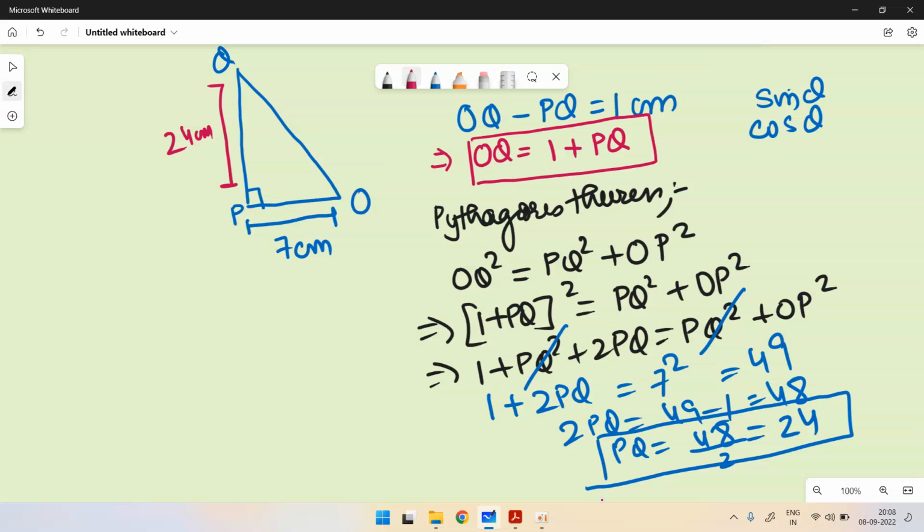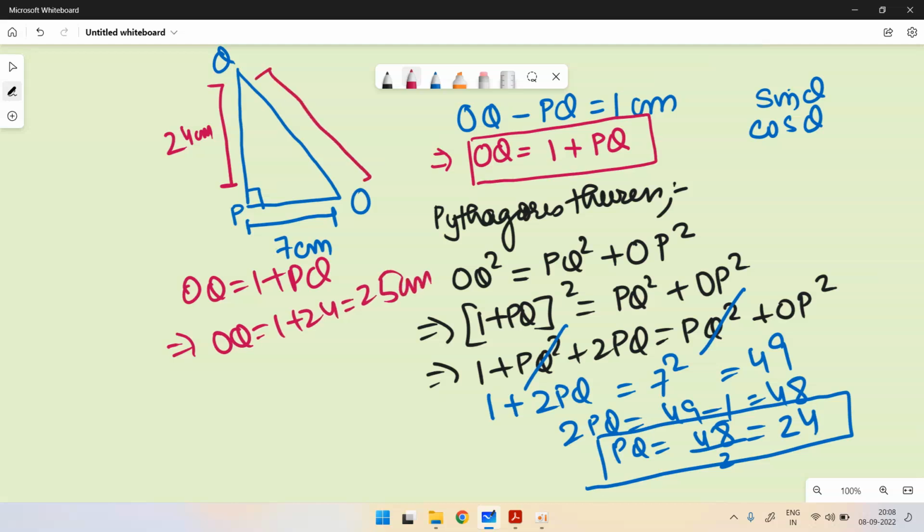Now this is 24 centimeters, and from here OQ equals 1 plus PQ, which implies that OQ equals 1 plus 24, which is nothing but 25 centimeters. This will be my 25 centimeters.